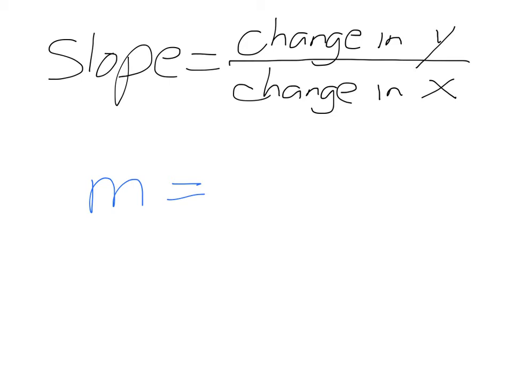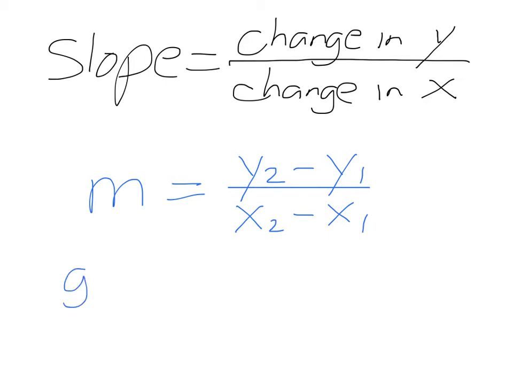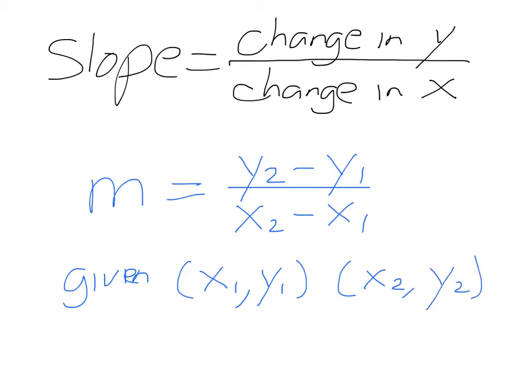And then we're going to do something unique. What we're going to do is say this is y sub 2 minus y sub 1 over x sub 2 minus x sub 1. Now I will explain what those are. This is given: given 2 points, x1, y1, and x2, y2.